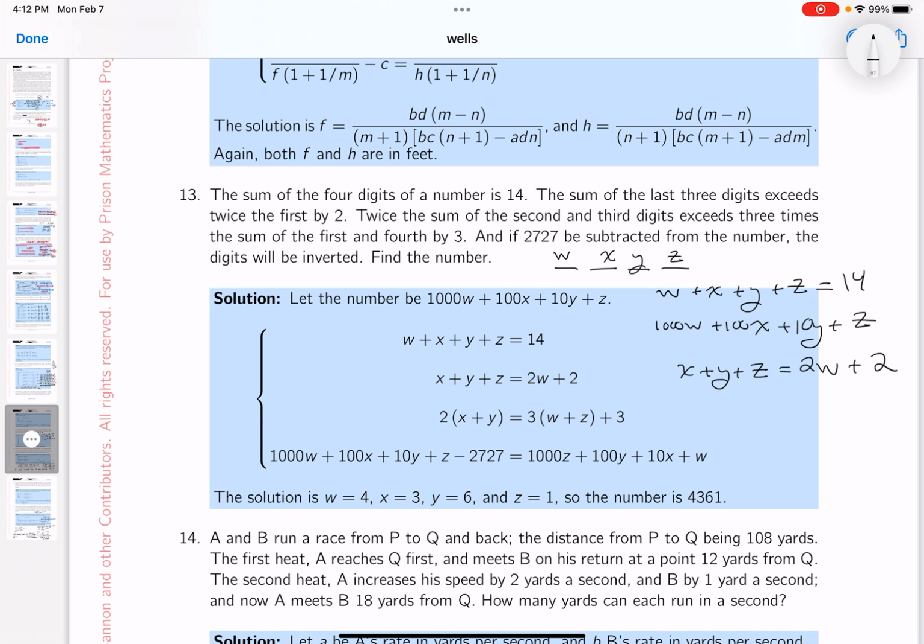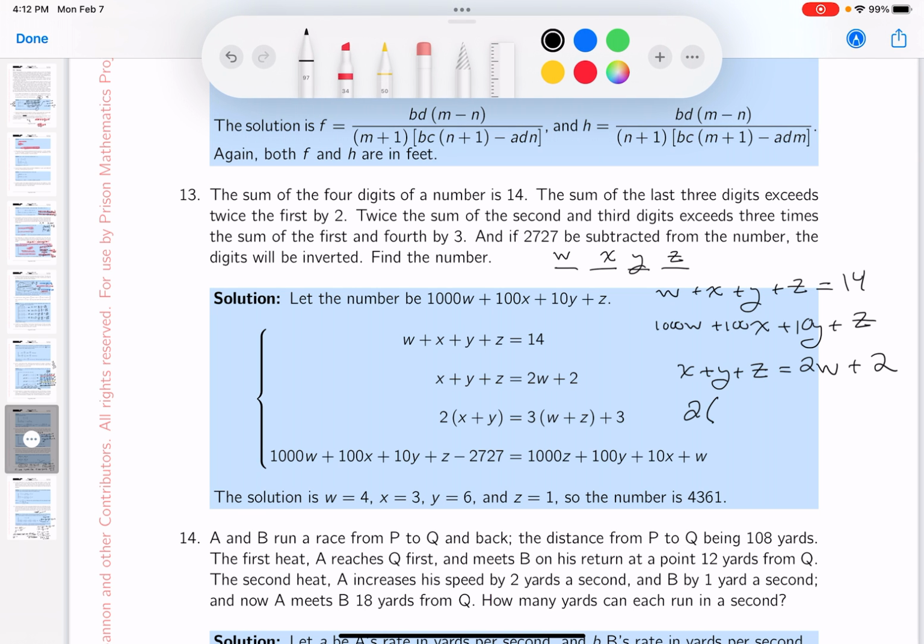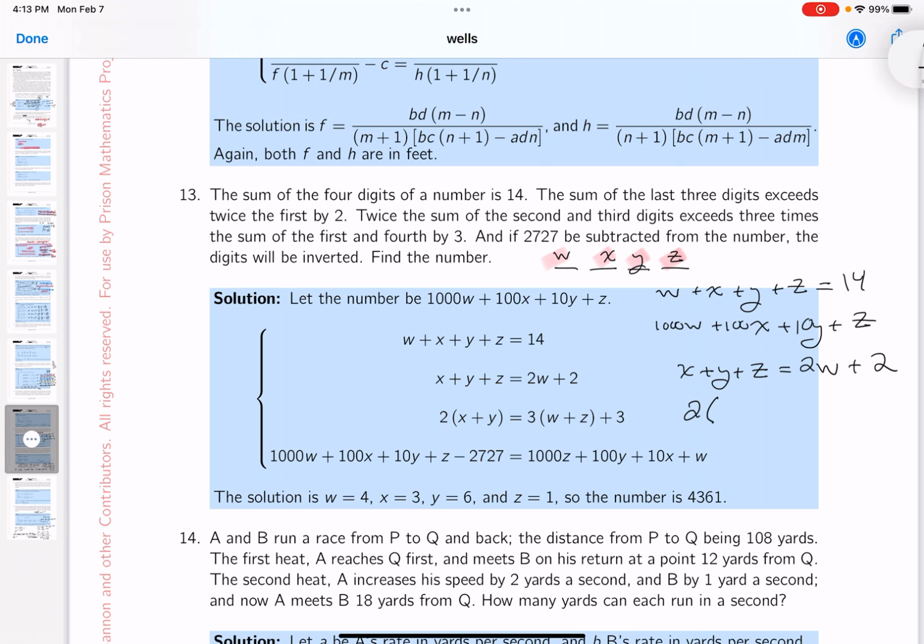Okay? Twice the sum, let's write this down. Twice the sum of the second and third digit. Let me remind you: first digit, second digit, third digit, fourth digit. Let's read it again. I lost track where I was. I'm sorry. Twice the sum of the second and third digits.